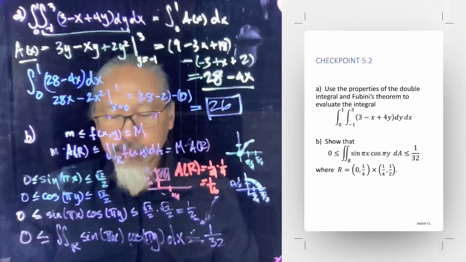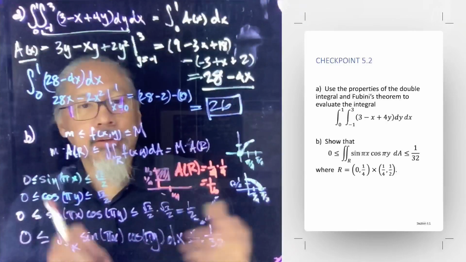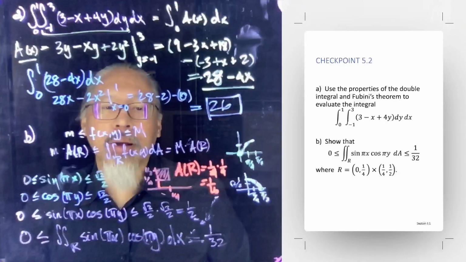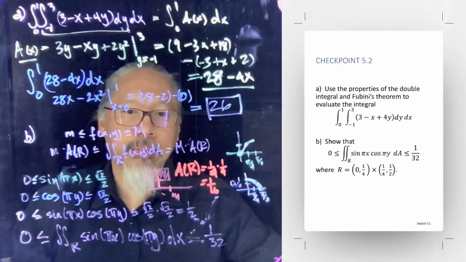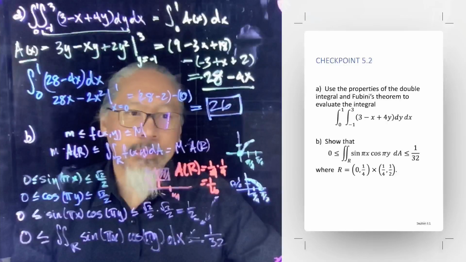Okay. All right, so that's the bounding properties or the limit properties for the double integral, and that is it. I hope that helps.